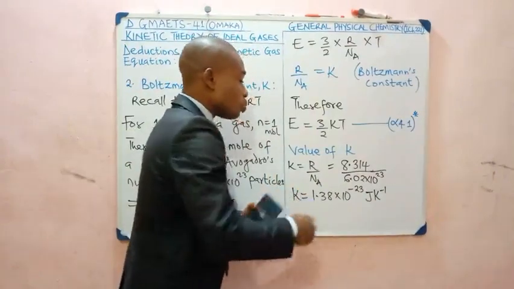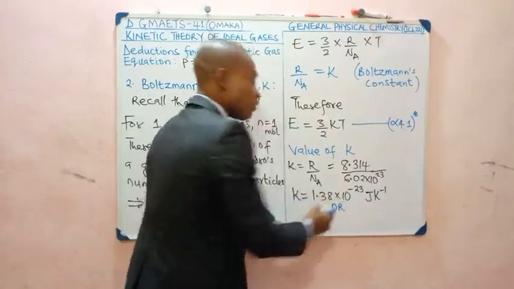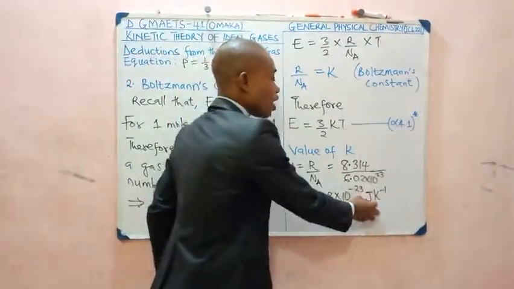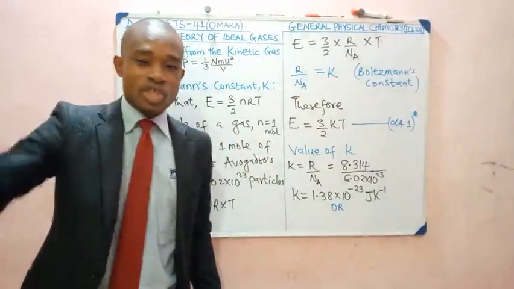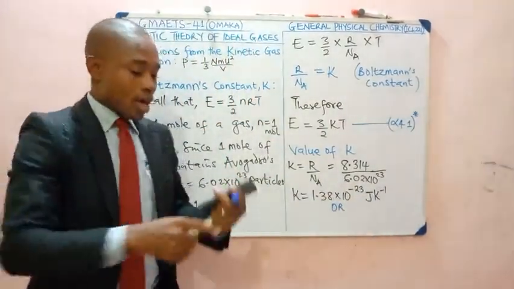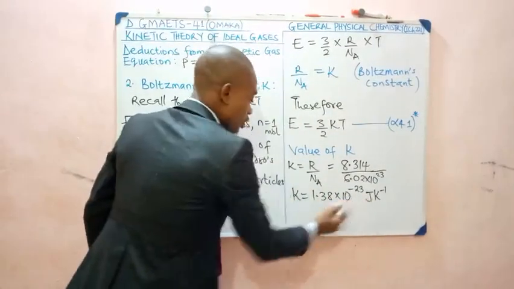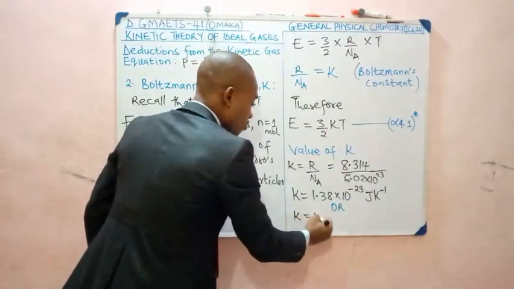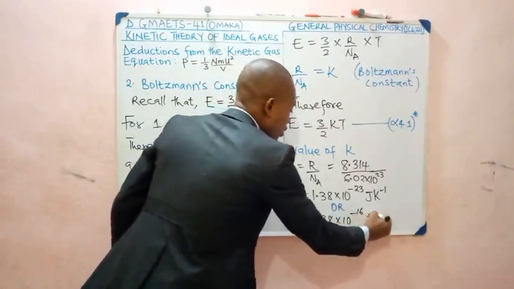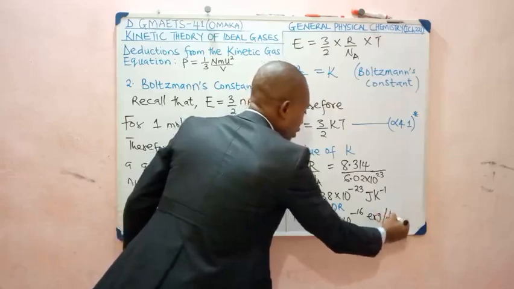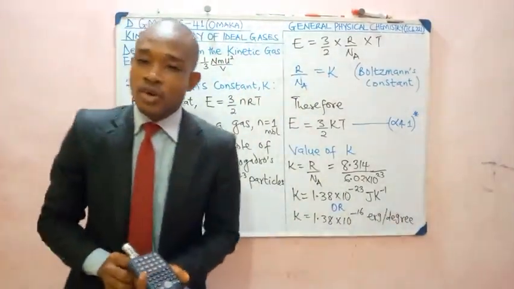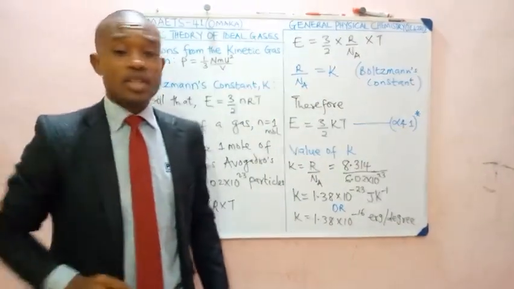We can actually also put the value in the unit of erg per degree. If you want to change the joule unit of energy to the unit erg, what do you do? Simply multiply the joule value by 10 raised to the power 7. So if I multiply this by 10 raised to the power 7, my K will give me 1.38 times 10 raised to the power minus 16, in the unit of erg per degree. That's how we express it. These are the two values of the Boltzmann's constant depending on the units.